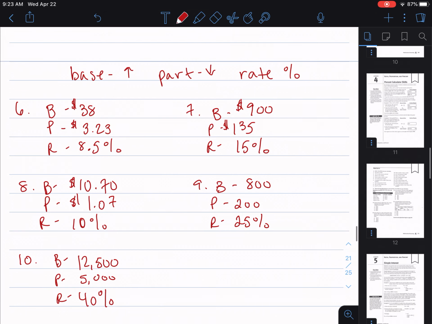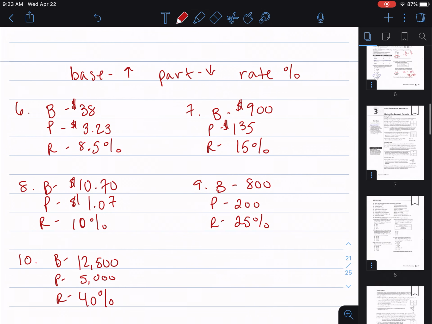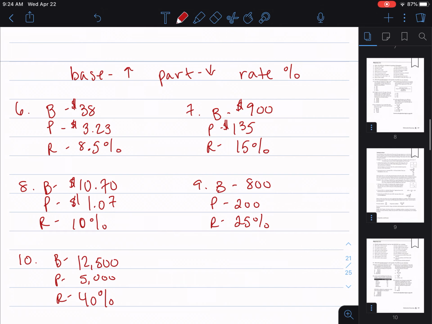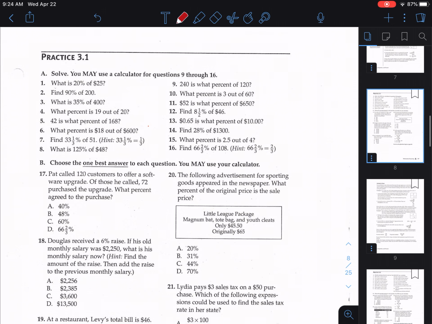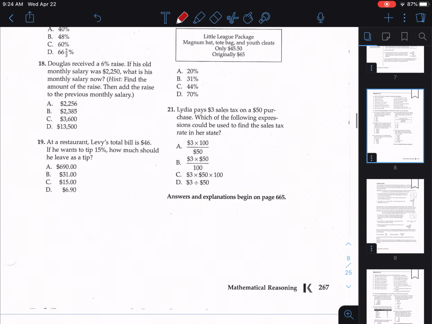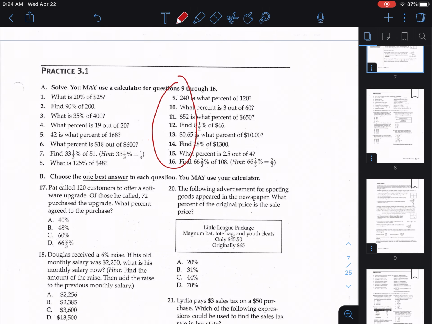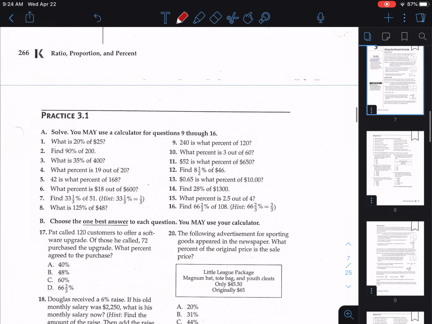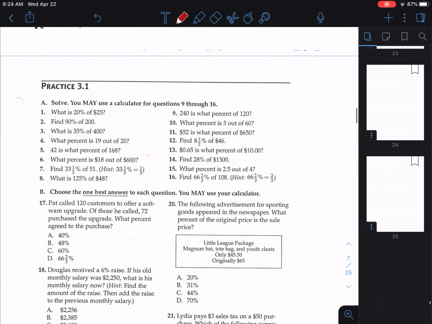Okay, next part is over here. I feel like it was, yes, 3.1. We're on page 267. We're going to do 9 through 16. So get on page 267, 9 through 16. Next page here. Let me get on my paper to the side. Remember, you can use your calculator on these.